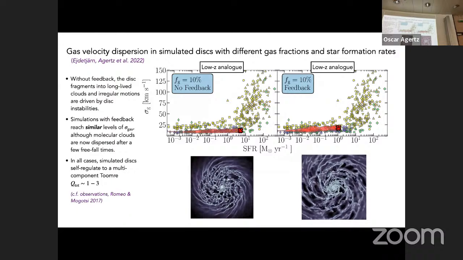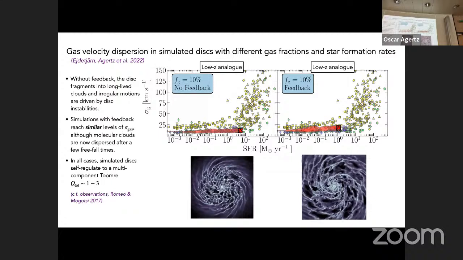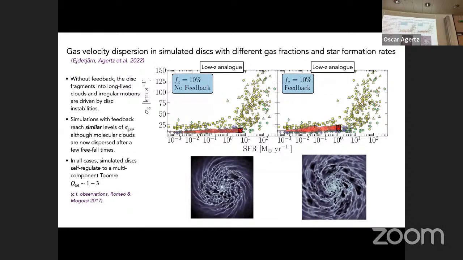Like if you fragment, you will have to stabilize the disk from cloud-cloud interactions and get the random motions you need for the disk to sort of survive. If you do it with feedback, it's easier. You have a different kind of pressure, but the same turbulence can be measured, right, as an observer.